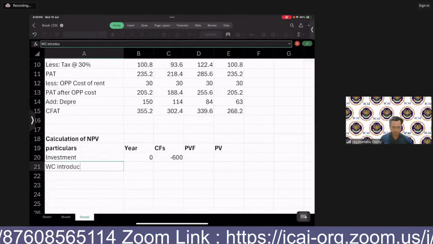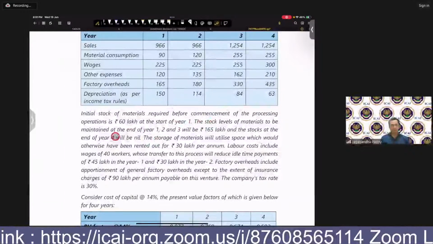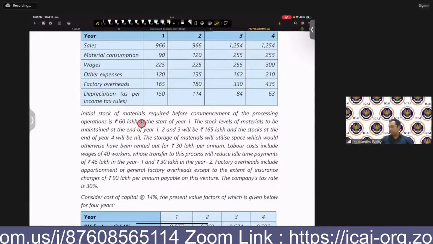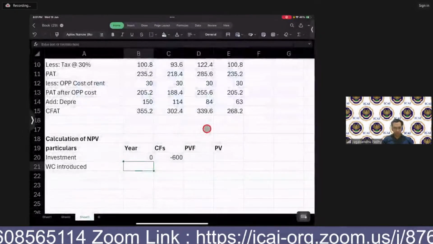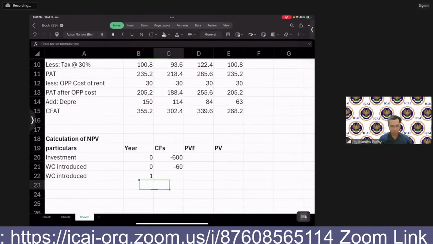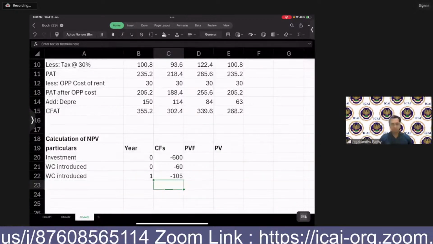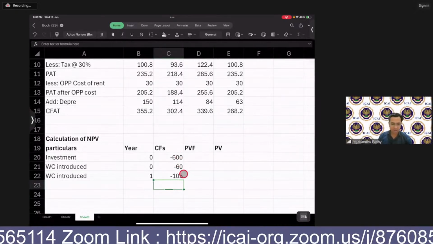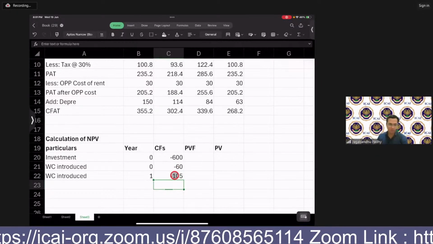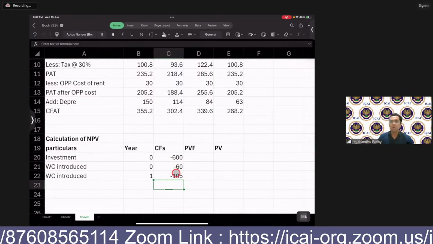So how do you get this working capital introduced? Remember, this working capital introduced is stated in the question that stock level needs to be maintained. So in the initial year, we are going to infuse 60, and in the first year, we are again going to infuse 105, taking out a total stock of 165. So working capital introduced in year 0 is 60, and again working capital introduced in year 1 is 105. Okay, so working capital introduced is 60 and 105 in year 0 and 1. And this entire amount 165 is going to be removed in year 4. So 600 is the amount of investment. Working capital introduced is 60 and 105 because we want a stock level of 165 from year 1 and onwards.